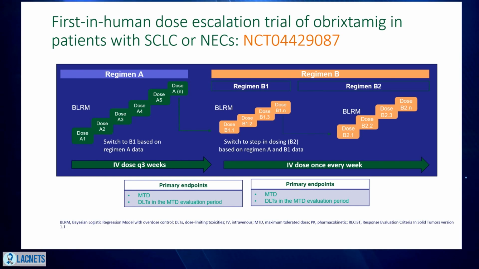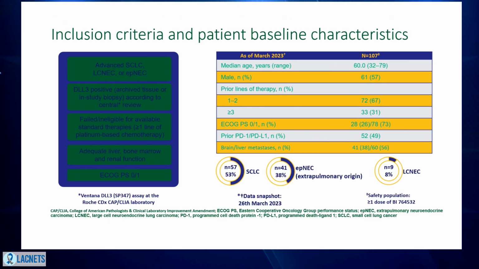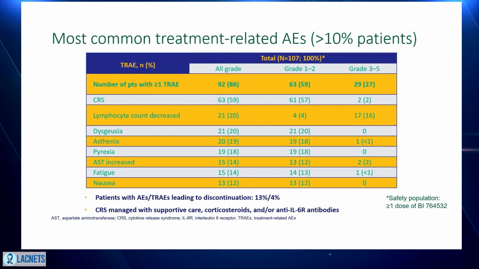It's a first in human study, so they were testing smaller doses and the larger doses in different regimens. And now they have some set of data that they revealed last year and this year at World Lung Meeting. I'll showcase some of that updated data for the audience. About 53% of patients in this study was small cell lung cancer, 38% outside lung high-grade neuroendocrine cancer, and about 8% large cell neuroendocrine cancer of lung. So they had a good blend of everything.